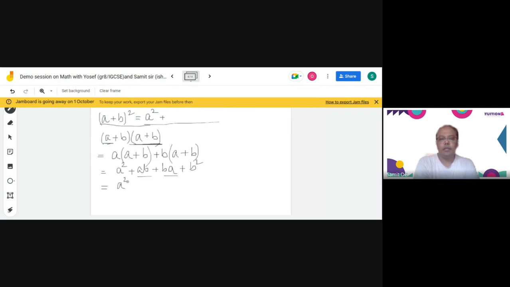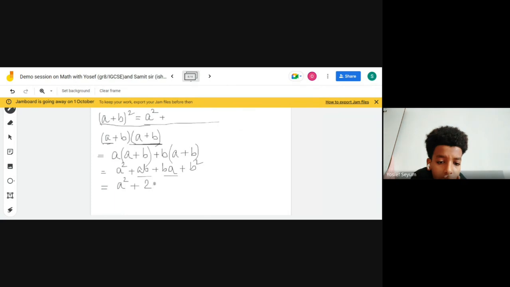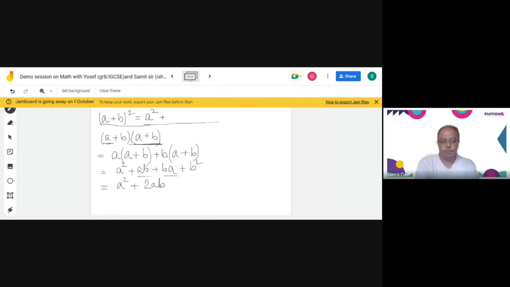Now these are like terms, right? Ab and ba are both ab. So ab plus ab is how much? Ab plus ab is 2ab. Addition of like terms, do you know in algebra? When you add like terms, only the coefficients get added. Like for instance, if you have x plus x, how much will it be? It will be 2x, right? So ab plus ab gives us 2ab.